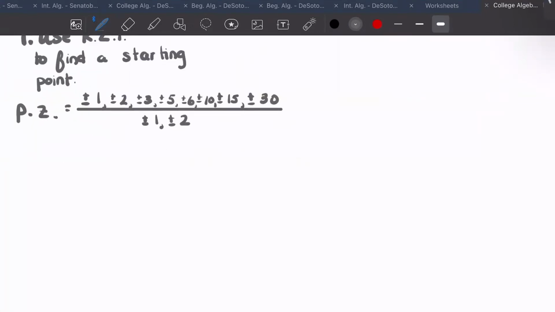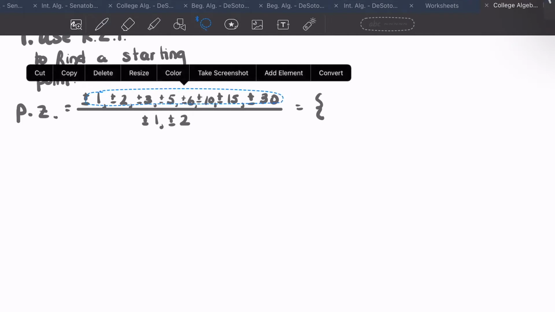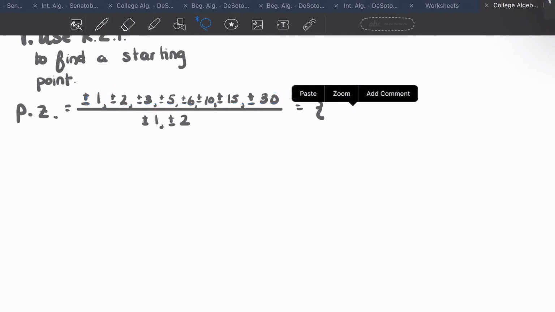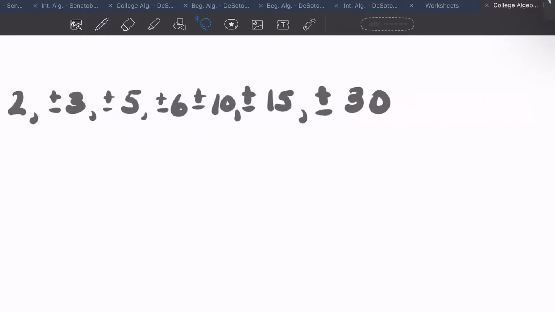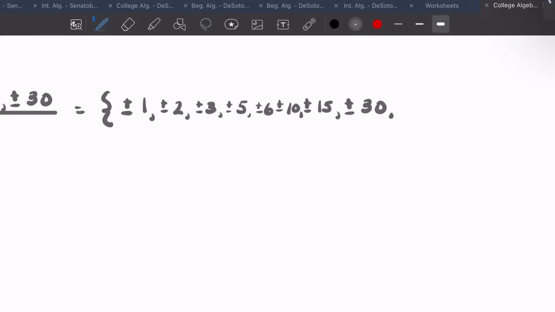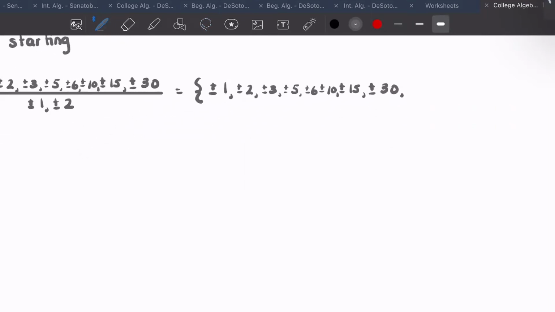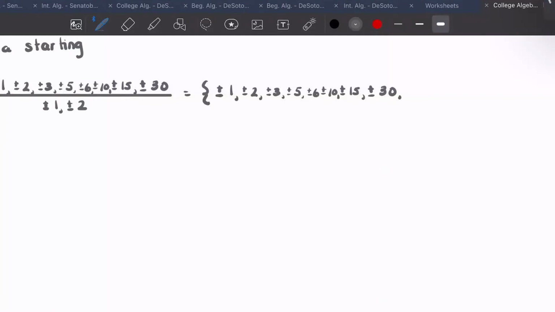Now you need to make a list. Put all your numerators over 1, so you're just going to have your numerators again. I'm just going to copy and paste it so I don't have to write it all over again. Now you need to put them all over 2. So you have 1 over 2, that's new. 2 over 2 is 1, we already have that. 3 over 2.